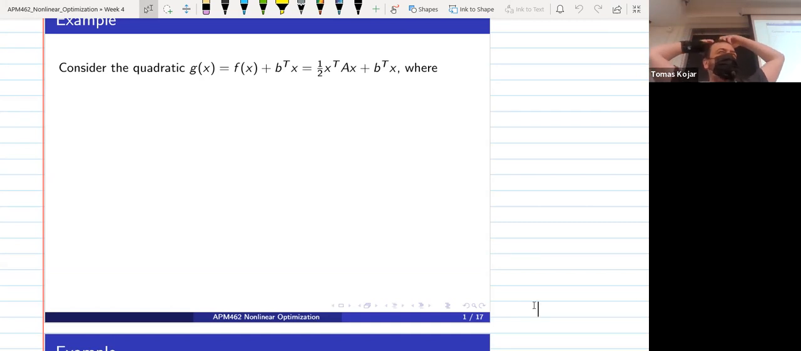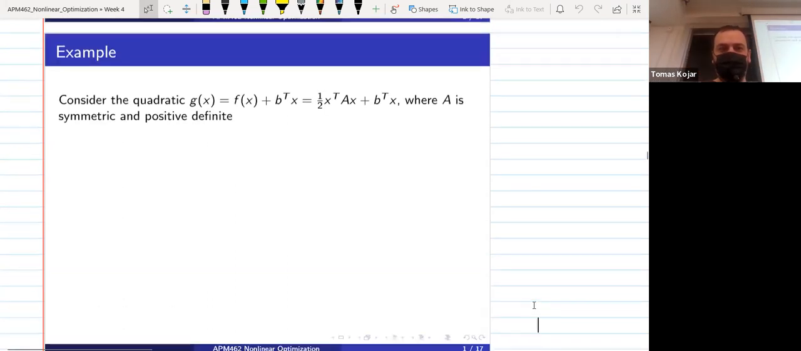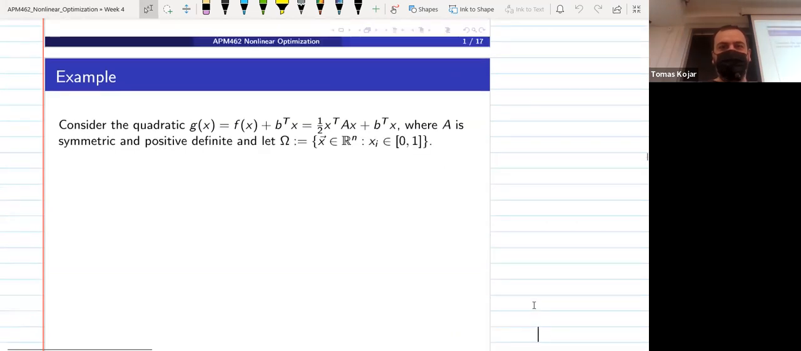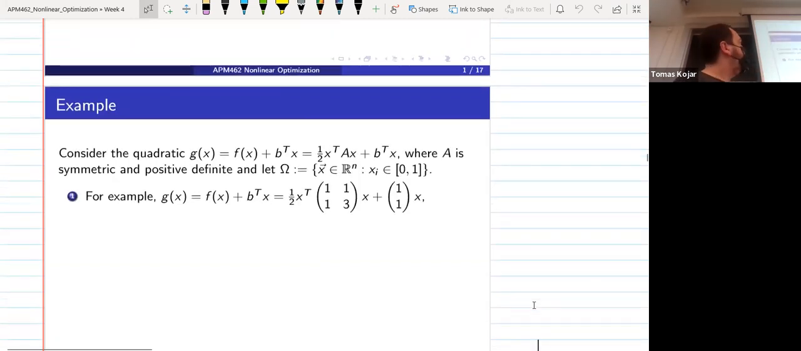So yeah, the matrix was not symmetric. So let me do this example from scratch. So here's the quadratic, and we want to minimize with boundary constraints. Okay, this is called box constraints. It's the hypercube. And this is the symmetric matrix. All right.